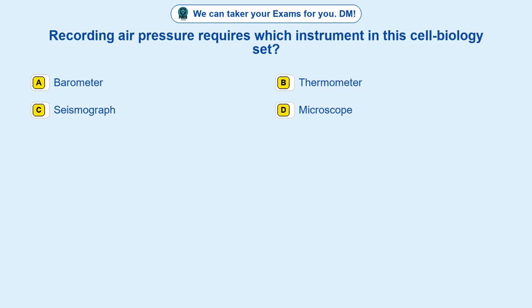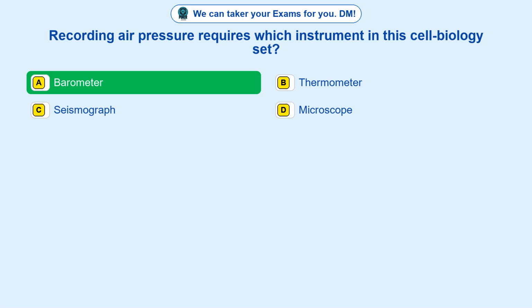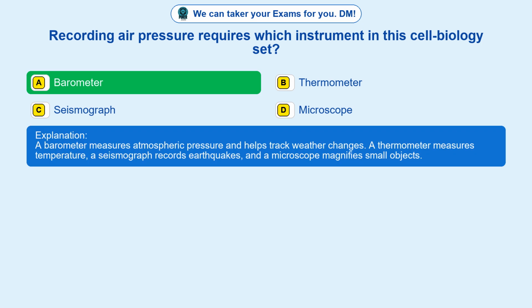Question 100. Recording air pressure requires which instrument in this cell biology set? Option A, barometer. Option B, thermometer. Option C, seismograph. Option D, microscope. The correct answer is option A. Barometer. A barometer measures atmospheric pressure and helps track weather changes. A thermometer measures temperature, a seismograph records earthquakes, and a microscope magnifies small objects.